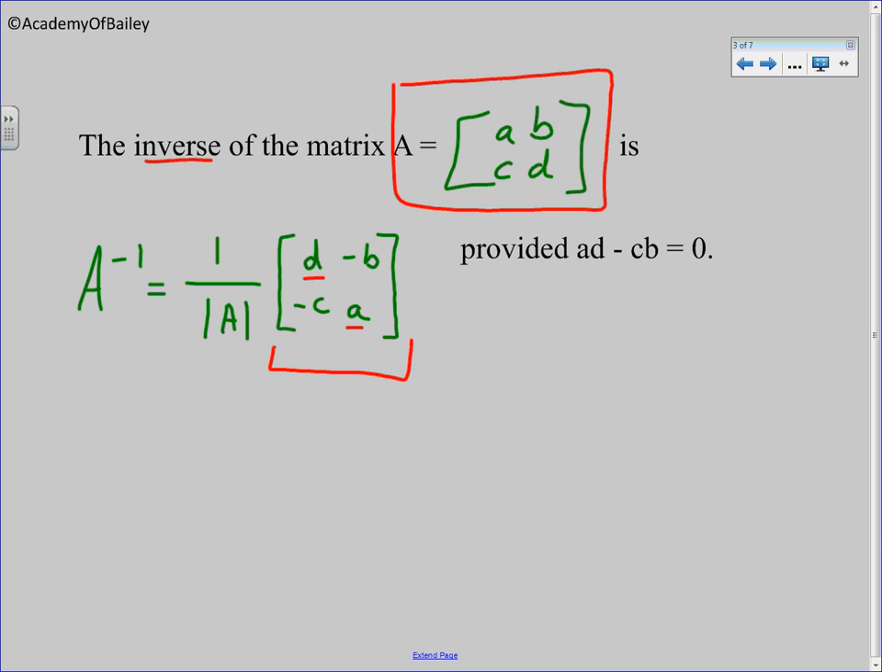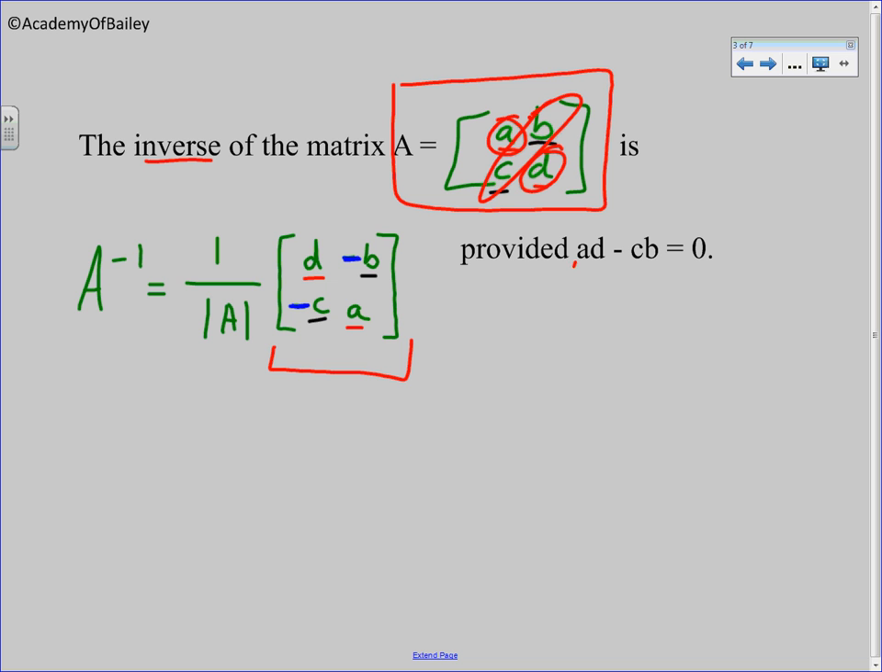And if you notice, some things have switched. A and D, look at their position from the original matrix A. Those have just switched places. But B and C stay in the same place, with the exception they get a negative sign with them. So that would be negative B and negative C. If you remember it like that, these two positions trade, and these two positions become opposite. I like opposite better, because if one of them was negative already, then it would become a positive.